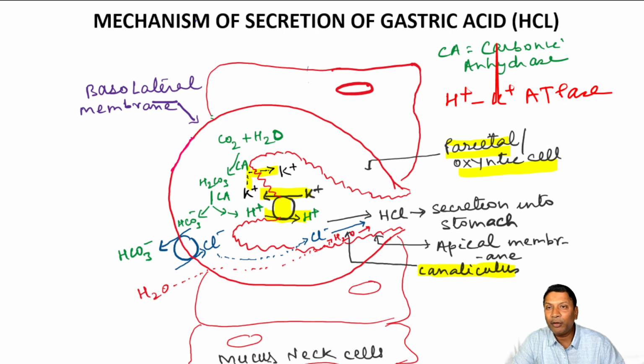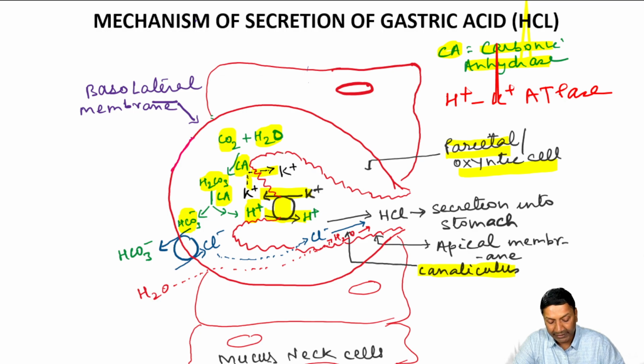So what is the source of this hydrogen in the parietal cell? This hydrogen is derived from the reaction between carbon dioxide and water. Carbon dioxide combines with water in the presence of the enzyme carbonic anhydrase. The short form is CA. So CA means what enzyme? CA means carbonic anhydrase. In the presence of carbonic anhydrase, carbon dioxide combines with water to form H2CO3, that is the carbonic acid. And this carbonic acid, again in the presence of carbonic anhydrase, is broken down into the hydrogen ion and the bicarbonate ion.